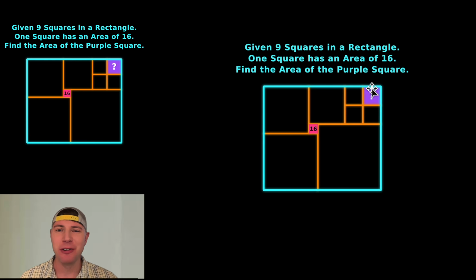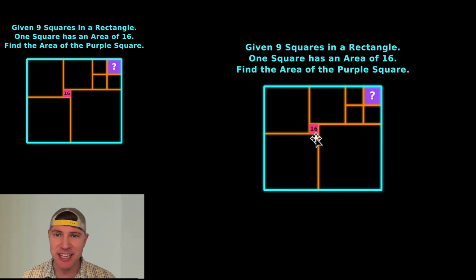Hey guys, this looks like a fun one. We're given 9 squares in a rectangle. One of the squares has an area of 16, and it wants us to find the area of this purple square. How are we going to do this?